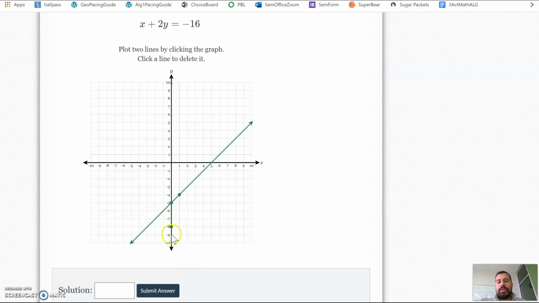-8, plot a point, down 1 over 2, because it was -1/2. I have that graphed. I see the intersection point is at -2, -7. So that's the solution to my system. -2, -7.